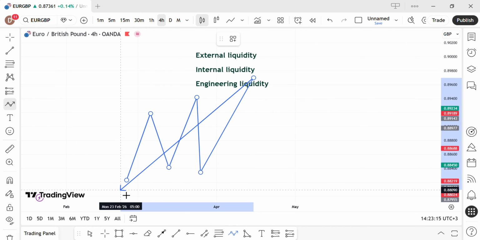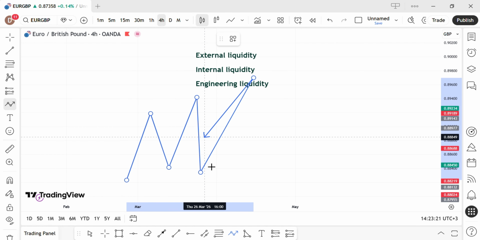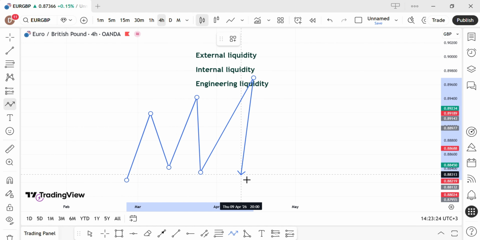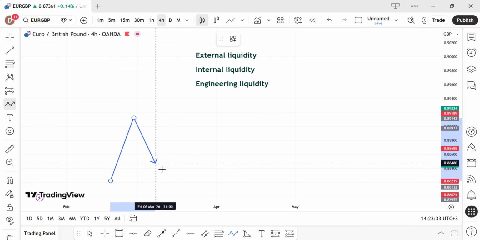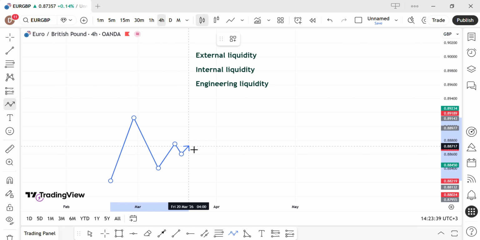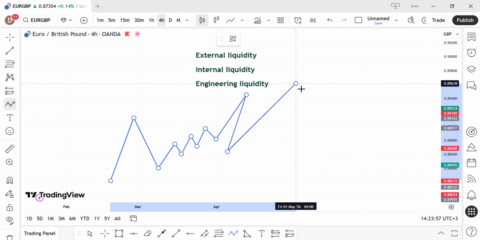So that's number one. External liquidity is the higher highs and the higher lows, the key market structures. They are the ones called external liquidity. So for internal liquidity, when the market creates a high and creates a low, it tends to create some internal liquidity, something like this. Then it breaks above, and the market has to come and sweep all this liquidity for it to make a new high.